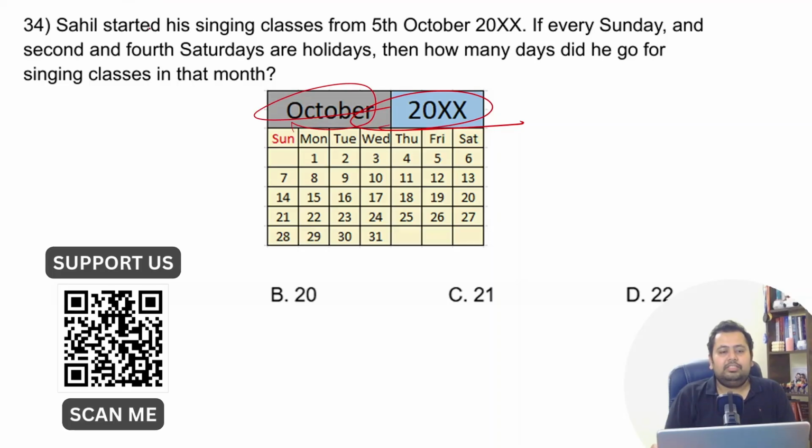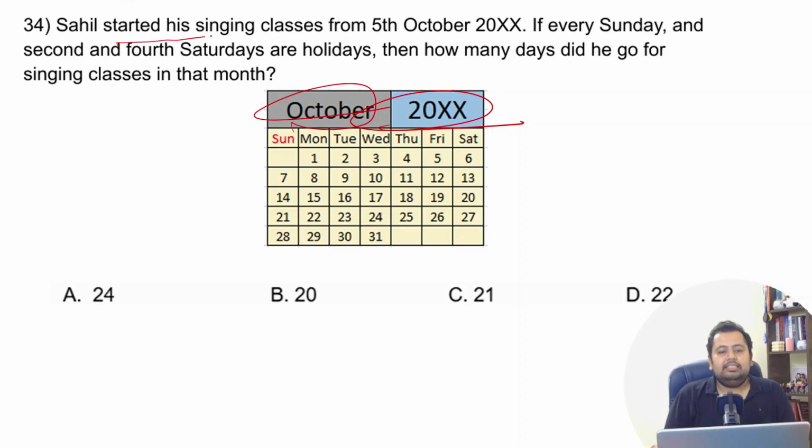So let's understand the question first again. Sahil started his singing classes from 5th of October, right? So Sahil started on 5th October. The first 4 days he did not go to singing classes. And every Sunday and second and fourth Saturdays are holidays, right? Then how many days did he go for classes?